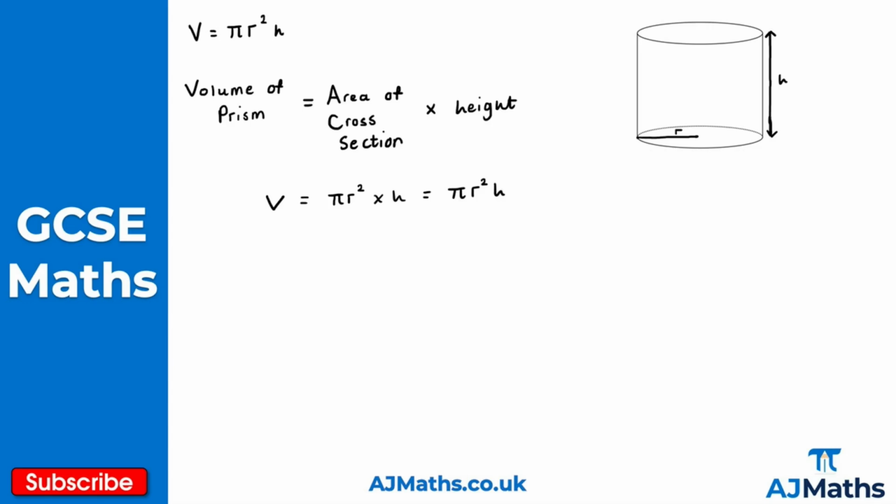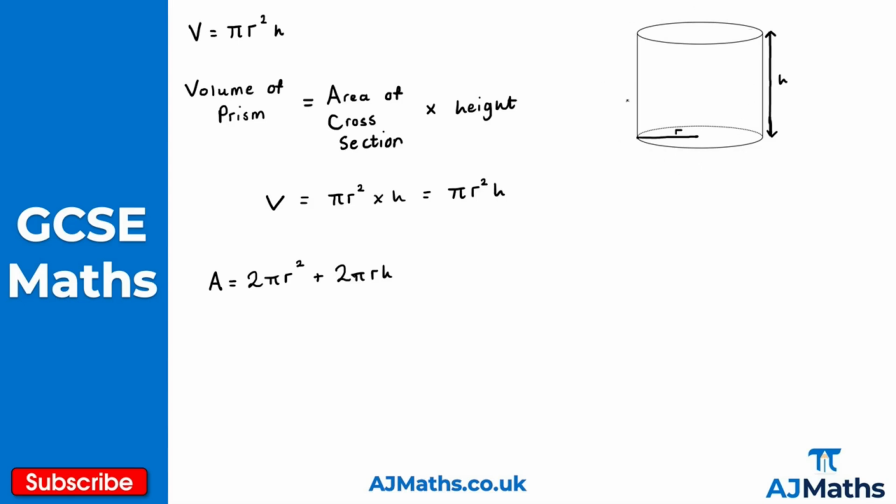Now let's take a look at the surface area. For the total surface area, we label this as A. So A is equal to 2 pi r squared plus 2 pi rh, and this gives us the total surface area for a cylinder. So again, where do we derive this formula from?